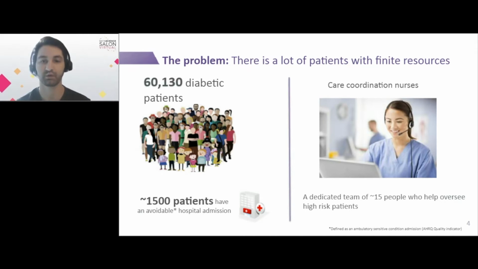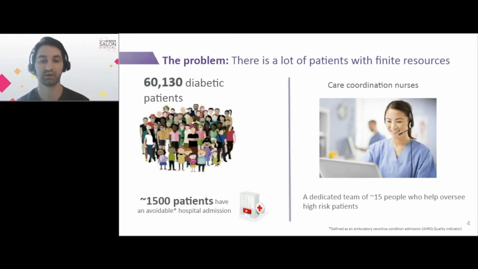And then on the other side of things, we have a team of care coordination nurses at Northwestern Medicine. This is a team of about 15 people who help oversee high-risk patients. They do a number of different things, but essentially they help coordinate care for very high-risk patients. So they'll do things like call up the patients to make sure they're taking their medication, or help them answer questions about their medication, or maybe see if their conditions have worsened and then schedule them for another appointment. So they do these types of things for these high-risk patients.